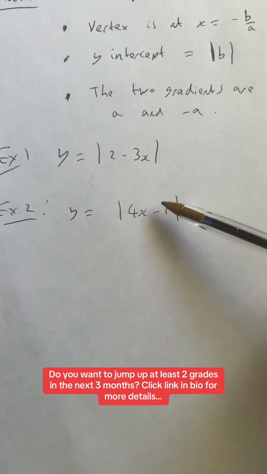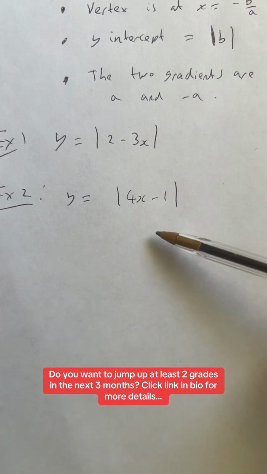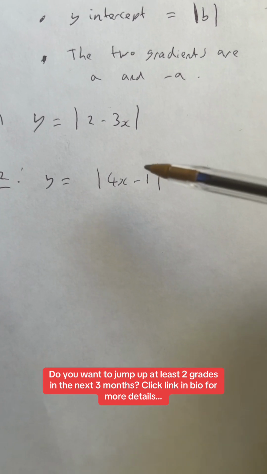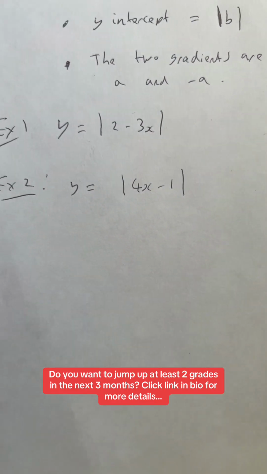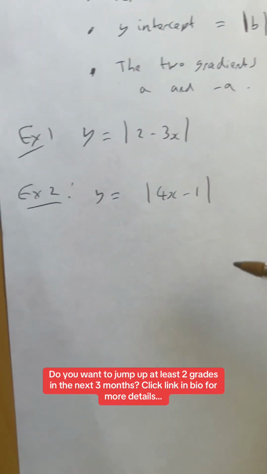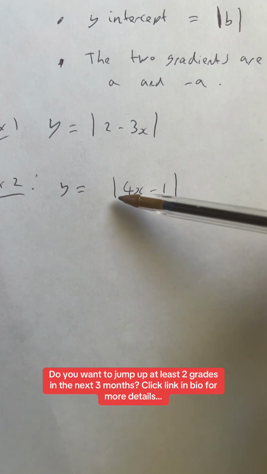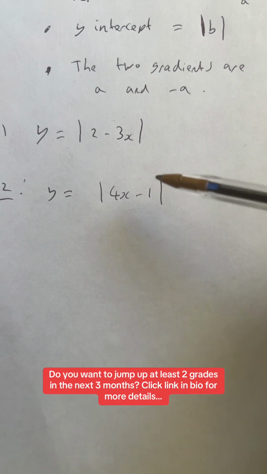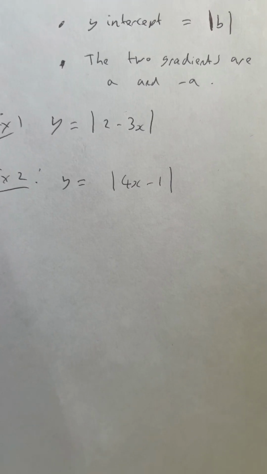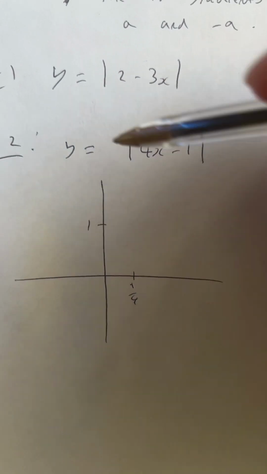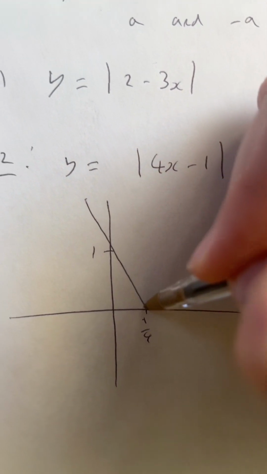So again, another example, what will this V shape look like? Well, again, we're going to have a vertex when x is a quarter. Make this equal to 0, x is equal to a quarter. That's going to be our vertex. We're going to have a gradient of 4 and minus 4 because that's our m value. And we're going to have a y-intercept of the magnitude of this minus 1, which is 1. So vertex there, y-intercept there, some kind of V shape like this.